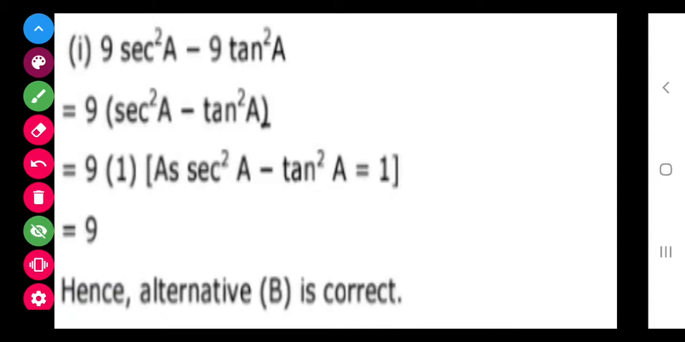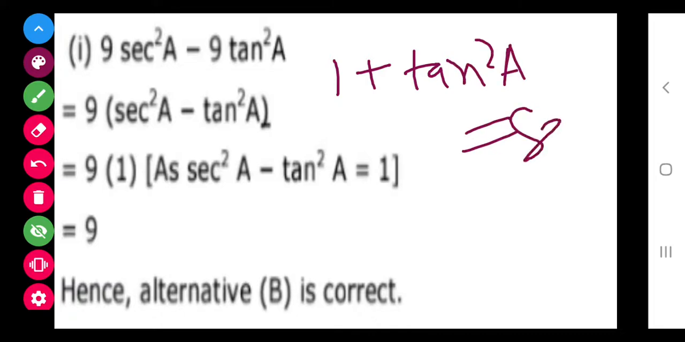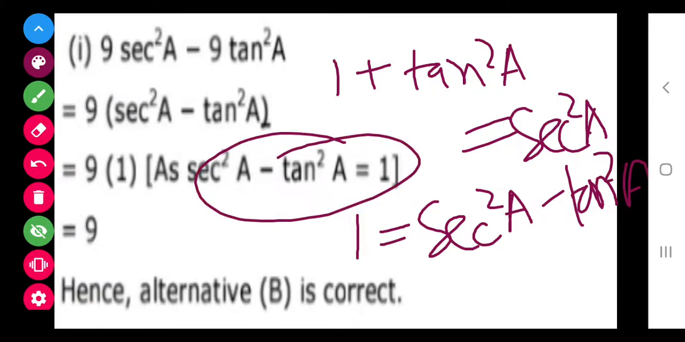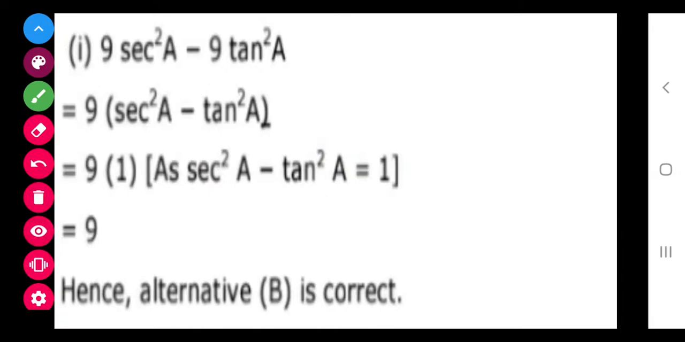And another method is taking 9 as common. And in place of sec square, if you write 1 plus tan square, then tan square and tan square will cancel, only 1 will remain. So they have written 1 here directly after solving it. Or you can say that if 1 plus tan square A is equal to sec square A, it means 1 is equal to sec square A minus tan square A. Directly also you can use the formula. So directly they have used it. Any way you want to do it, it's your wish.